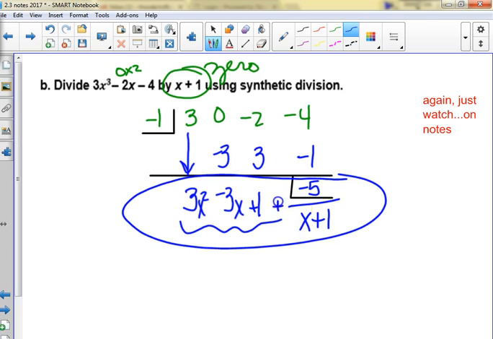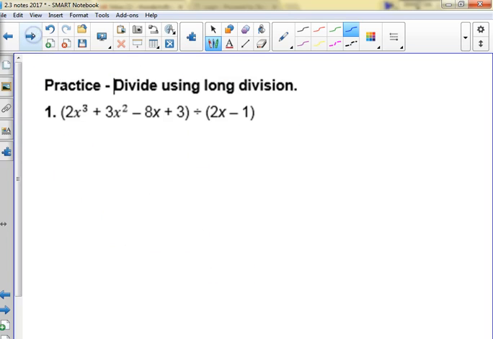And this is added, or you could just write it as a minus since it's -5. Questions so far? All right, so let's practice. It says to do this one by long division. Guys, everybody ready to try this on your paper?